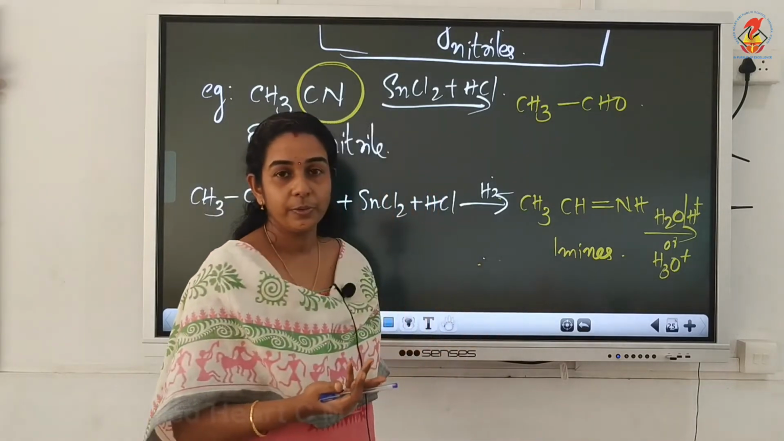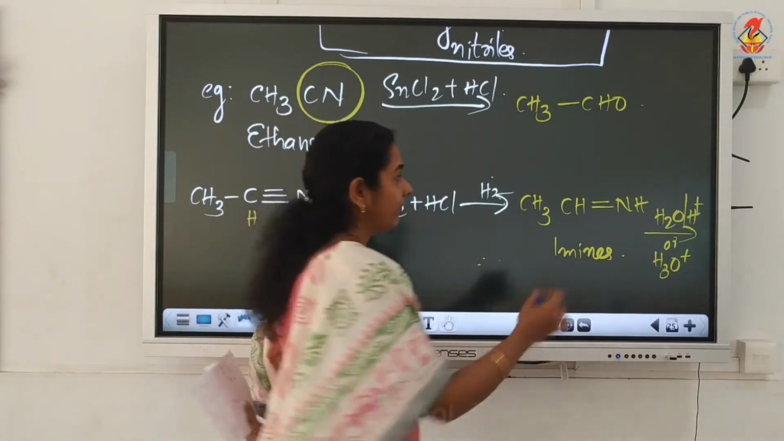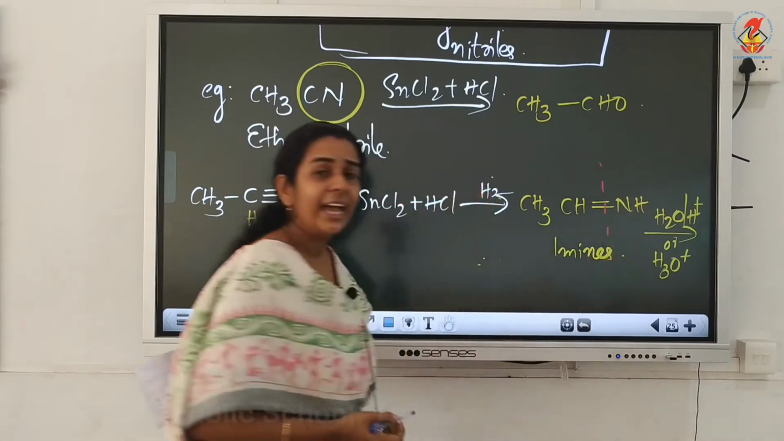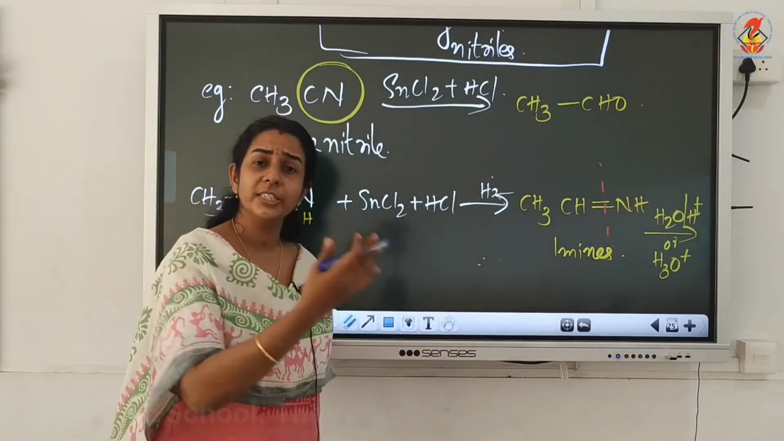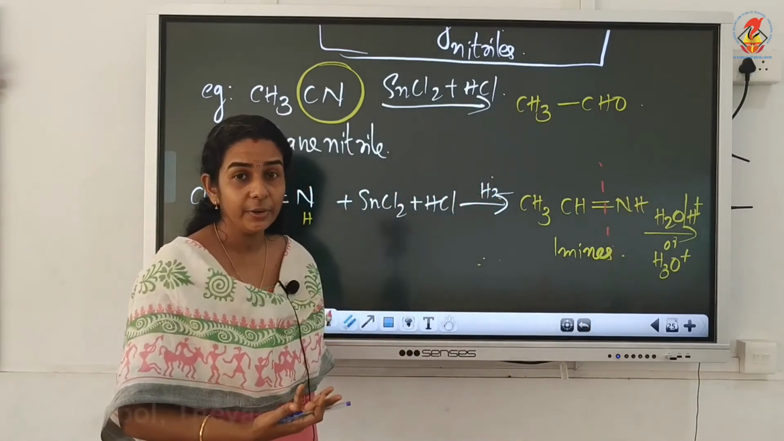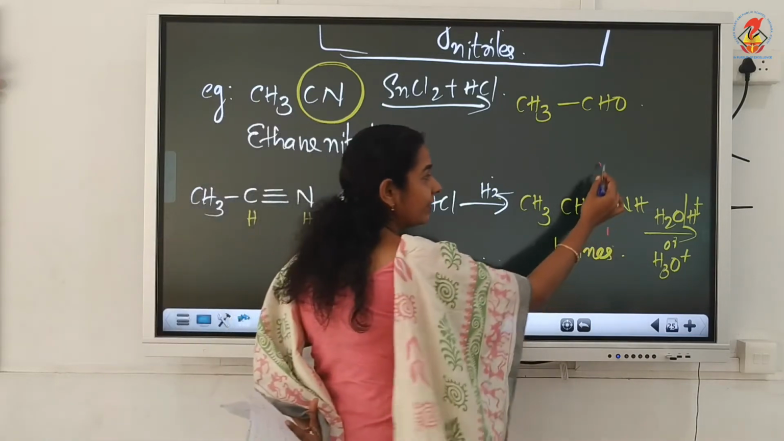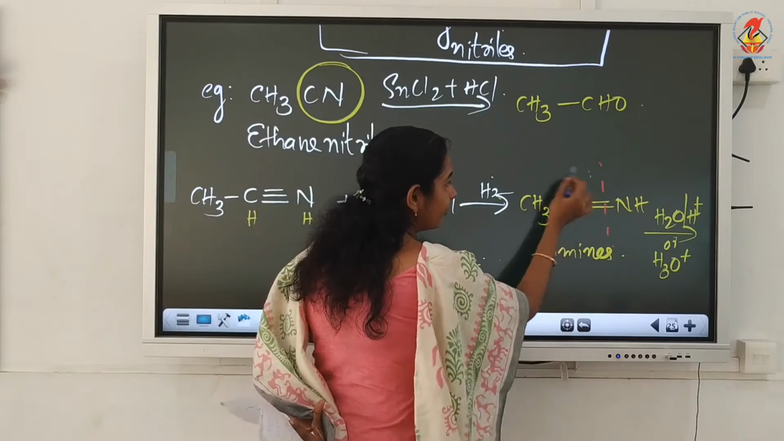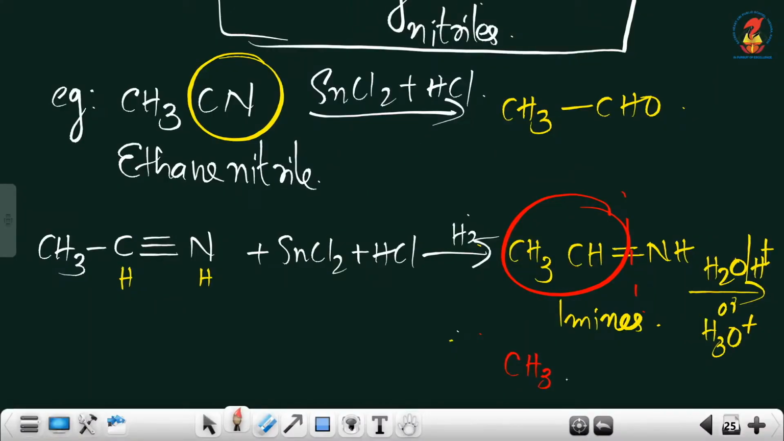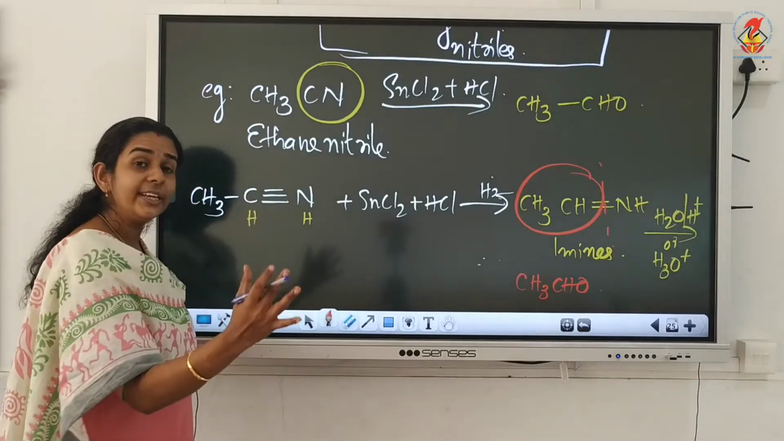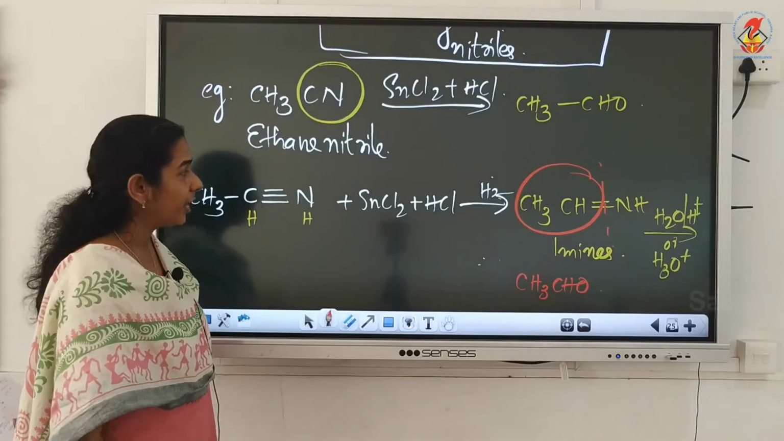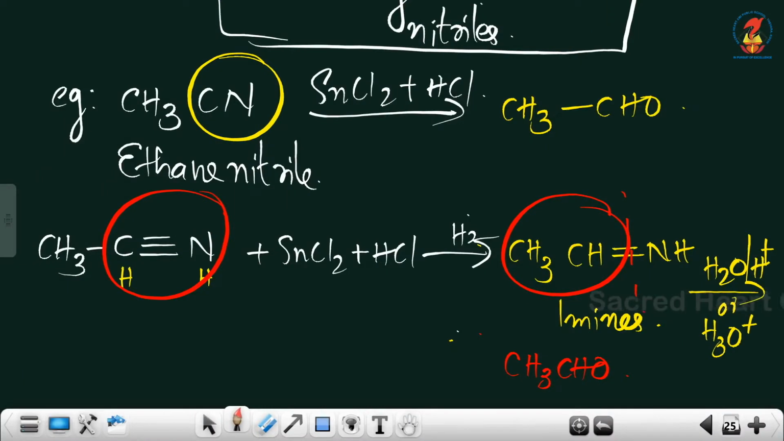Hydrolysis we know we are splitting by using water. So here there will be splitting, and no need to think about what is the byproduct we are getting here. There is no importance for the byproduct. So splitting will be taking place here, and finally we will be getting CH3CHO. So finally, what is the change happening here? CN is getting converted to CHO.